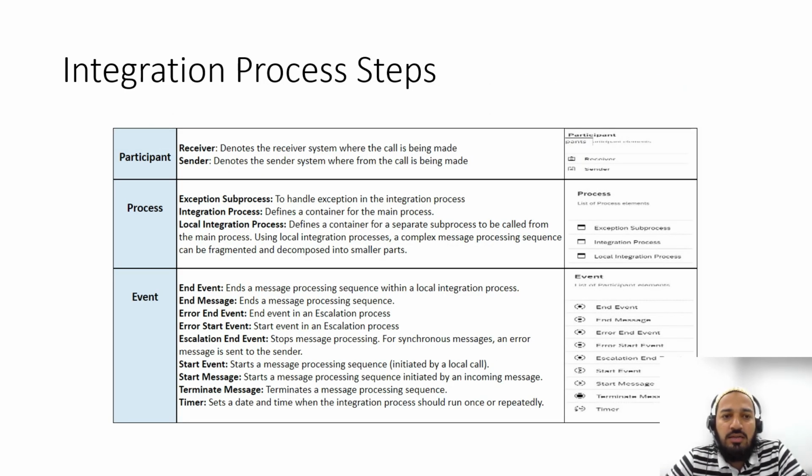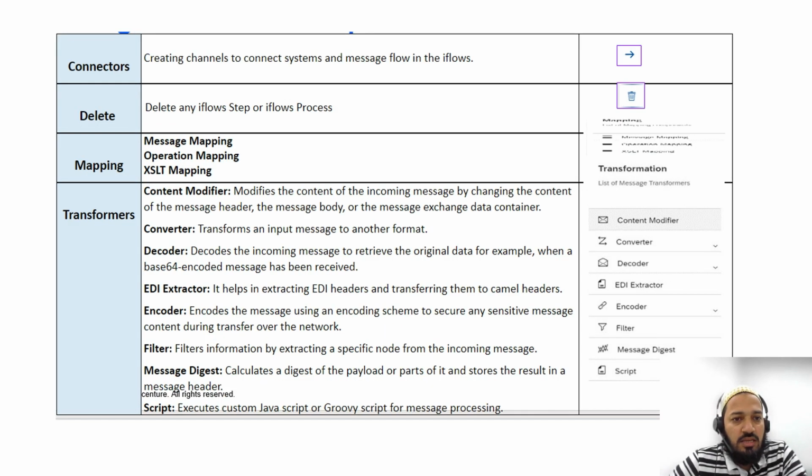Then once we start the integration process steps, there are multiple participants to it. So participants are sender and receiver. Then there are processes. We can add exception, sub process, integration process, local integration process. All those are there. We have events to start the message, like start event and end event, and then there are error related start and message related start and end events. Then we have connectors to create two steps of the process. You see the symbol here.